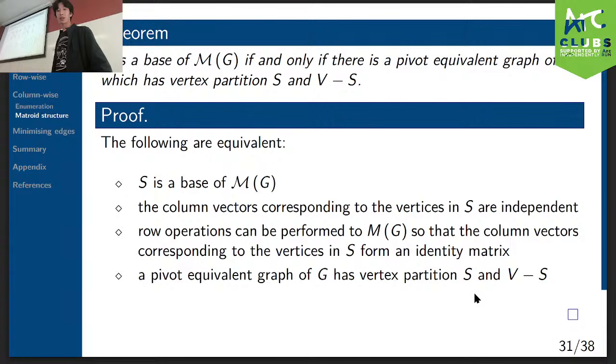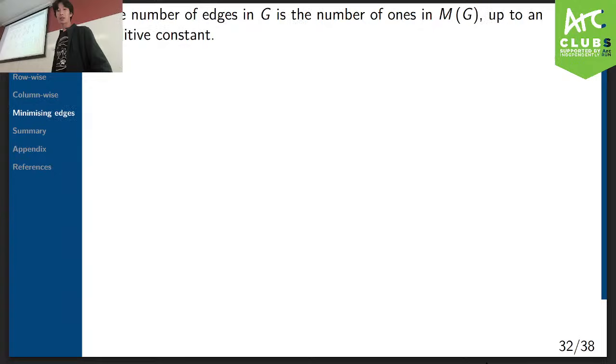And so that happens exactly when a pivot equivalent graph of G has the partition of S and the remaining vertices B minus S. And if you think about it, the lemma that we proved at the start of the column-wise section, where we said the number of pivot equivalent graphs is at most n choose k, comes from the fact that the number of bases of a matroid is at most n choose k. And each of these bases is going to correspond to exactly one pivot equivalent graph. Cool. So that's all the invariance.